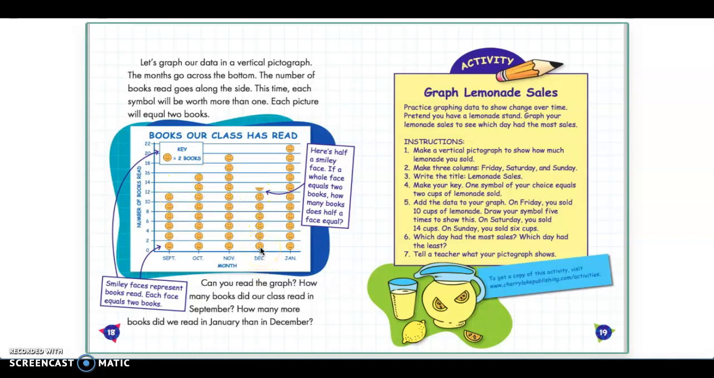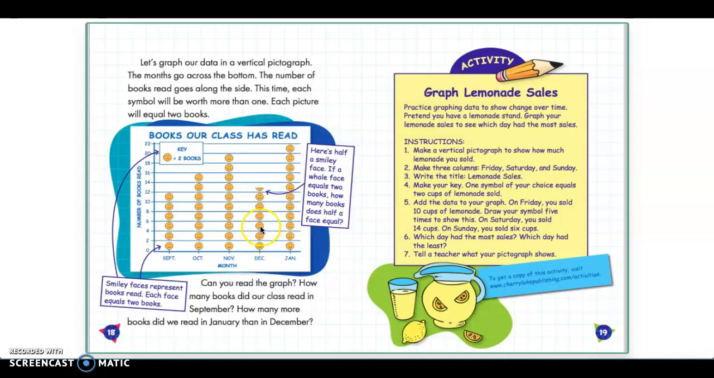And let's skip count to see how many books they read. 2, 4, 6, 8, 10, 12, and then there's half a smiley face. What do we do there? We don't count by 2s. Instead, what you do, because it does not show a whole smiley face, you actually don't count by twos. You split 2 in half. And so I know that 2 split in half is 1. You actually count this as 1. So now let's count it again.